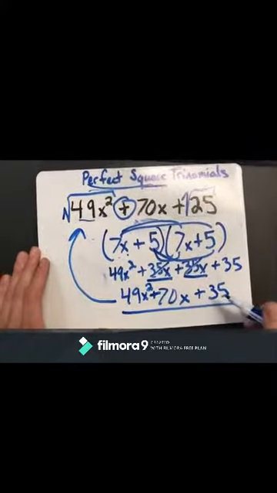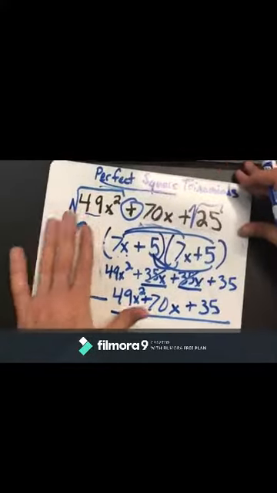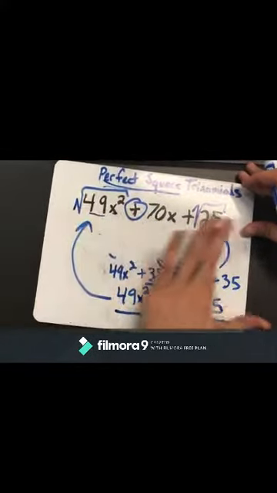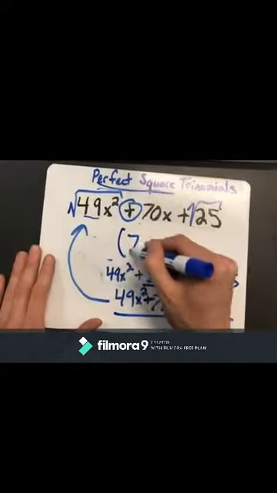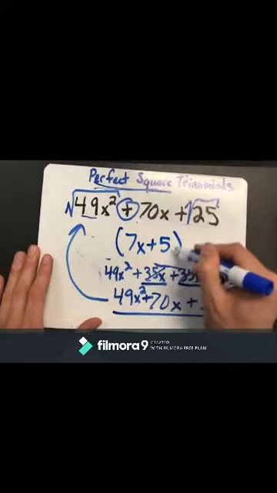Sure is. So I know that if I want to write my factors, I can do it the short way and just write 7x plus 5, squared.